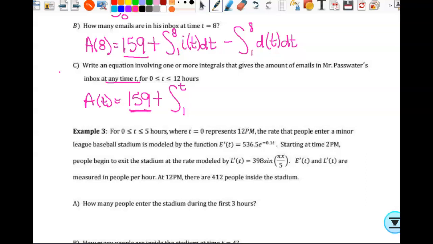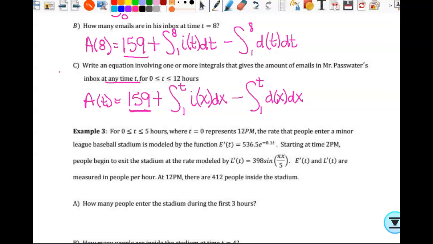Does that make sense to you so far? So then when I do I can't do I of t, but I can do I of x dx. Then I'm going to subtract the integral. I have to start at 1, and I'm going to go to any time t, and then it has to be d of x dx. Okay? What questions do you have? Anything?